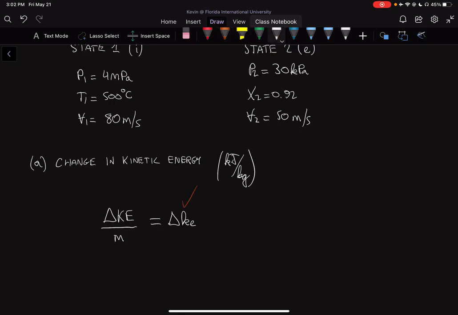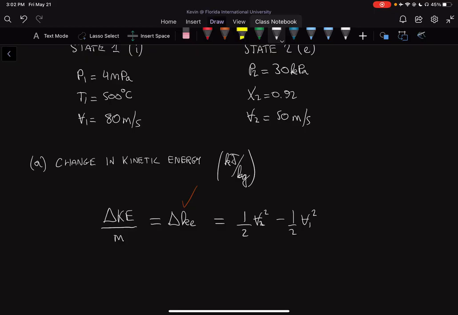And from this term, we know that in our first law, if we only look at the kinetic energy terms, the change in kinetic energy is equal to 1/2 V2 squared minus 1/2 V1 squared. Okay, those two are our terms for kinetic energy.